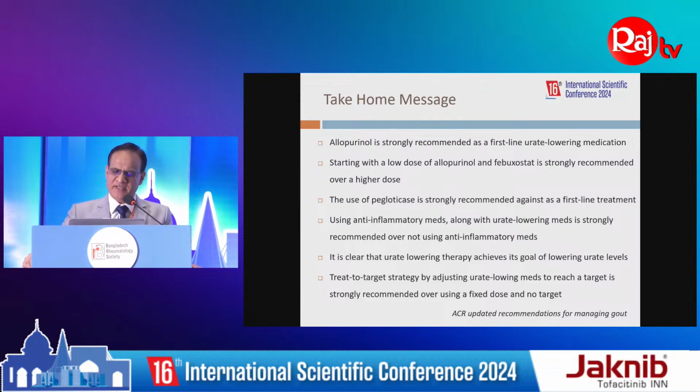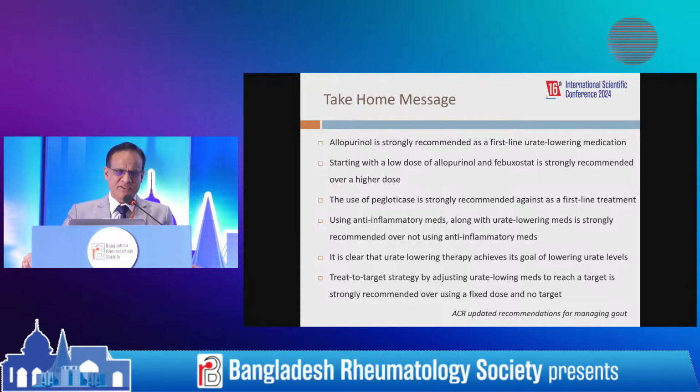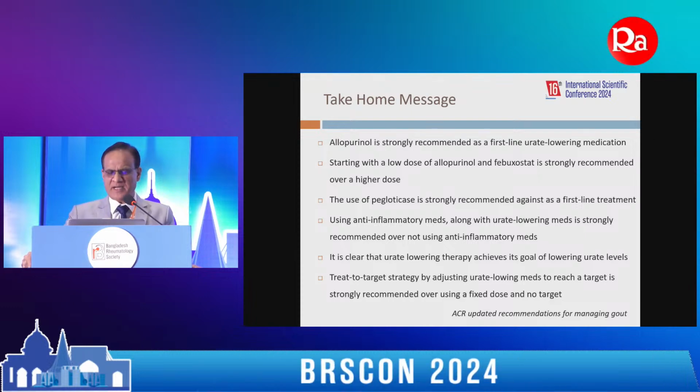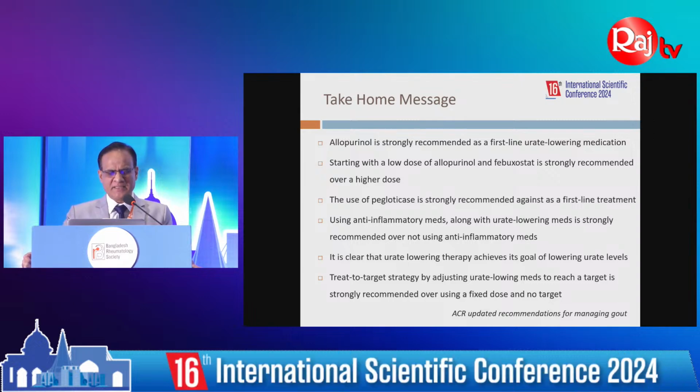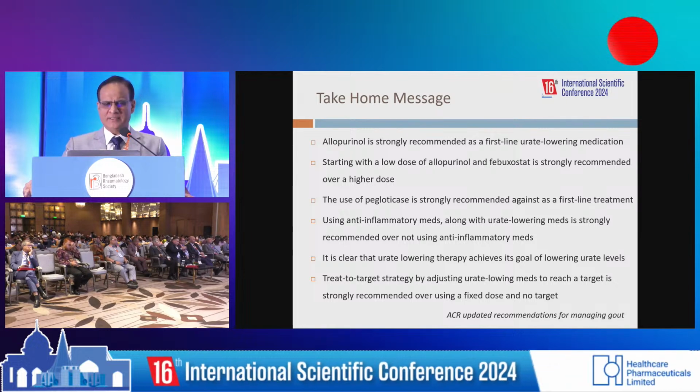Using anti-inflammatory medications along with urate-lowering medications is strongly recommended over not using anti-inflammatory medications. It is clear that urate-lowering therapy achieves its goal of lowering urate levels. A treat-to-target strategy, adjusting urate-lowering medications to reach a target, is strongly recommended over using a fixed dose or no target.